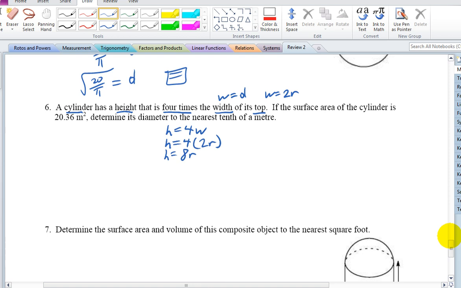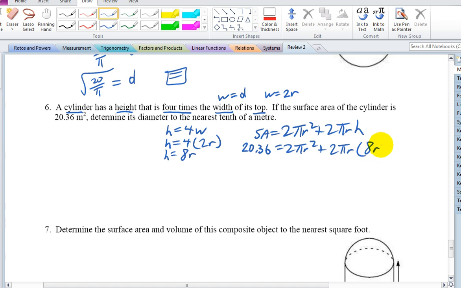Okay. So let's work backwards. The surface area equals 2 pi r squared plus 2 pi r times h. We can't add these together because here we have pi r squared, here we have pi r h. They're different. You can only add these together if they were exactly the same terms. So we say this is 20.36. This is 2 pi r squared plus 2 pi r, and we know the height is 8r. That's important.